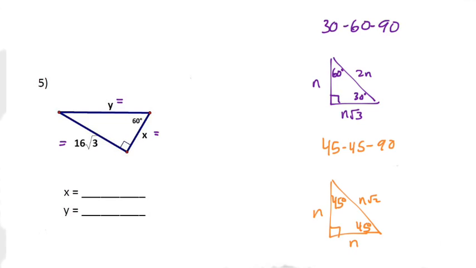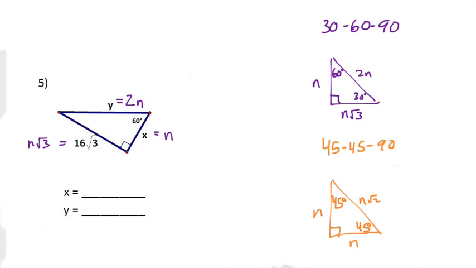Okay, so which side right here equals 16 rad 3? N rad 3, because it's opposite of the 60, or you could say it's on the 30-degree side. Okay, so it's opposite of 60, so you write n rad 3. What would the Y equal? That'd be 2n. And what would the X equal? That'd be the n.